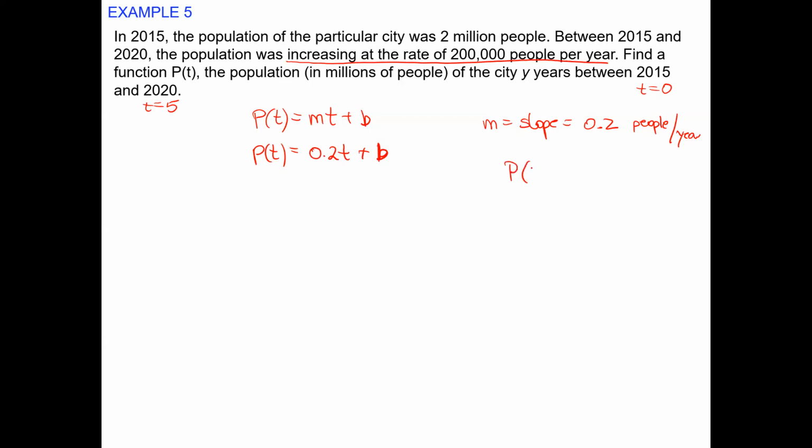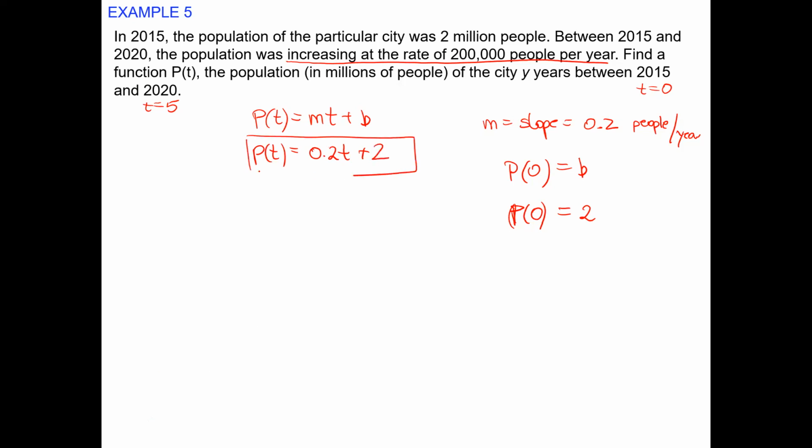Usually b is calculated at the time 0, because when we substitute t with 0, it will be just b. And we know that at the time 0, meaning in 2015, the population of that city was 2 millions, which I can say 2. Okay, that means b is 2. Done.